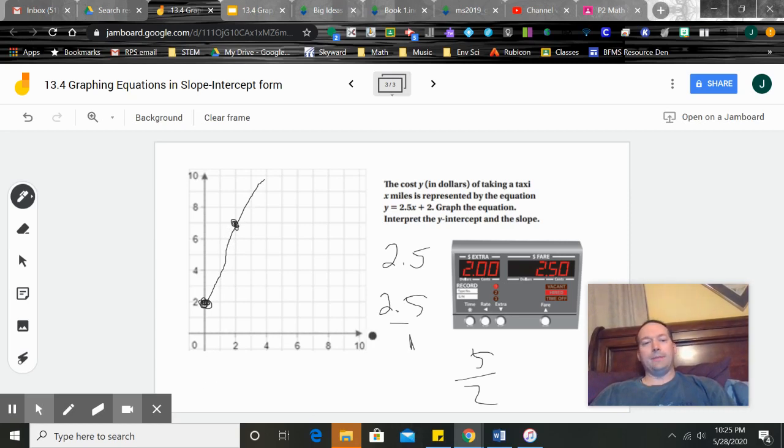So much easier. Now we didn't label these. This is going to be miles. And this is going to be cost. Now I can't just leave it as cost. I have to put dollars, so we know what the money is. Because if you go to Europe, it's in euros. You go to England, it's in pounds sterling. Very different. So what does this mean? It means if you don't go anywhere, you just get in there, they're going to charge you $2. And then the slope is 2.5, which means that for every mile, you get charged $2.50.